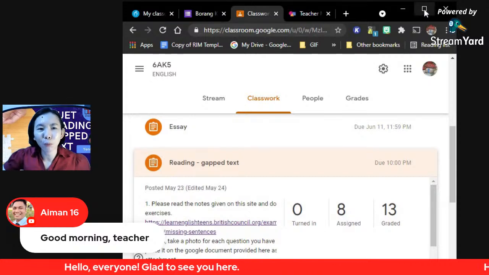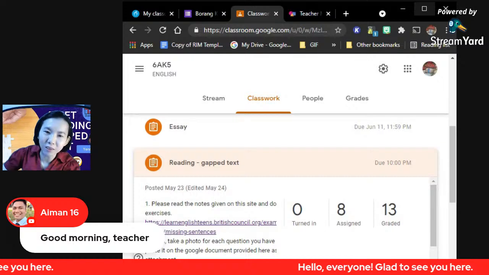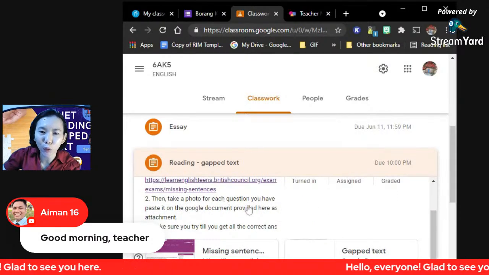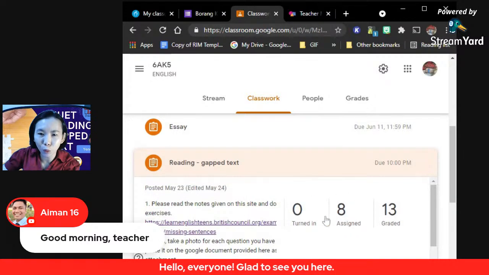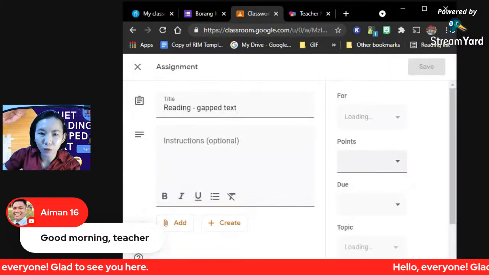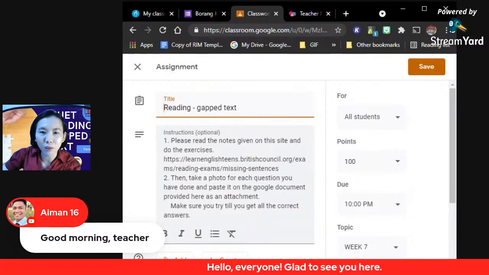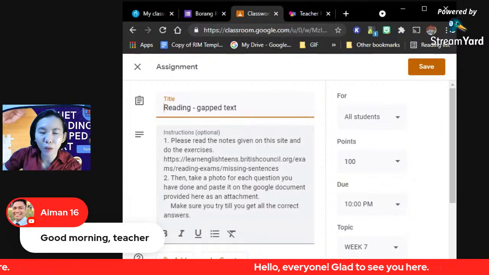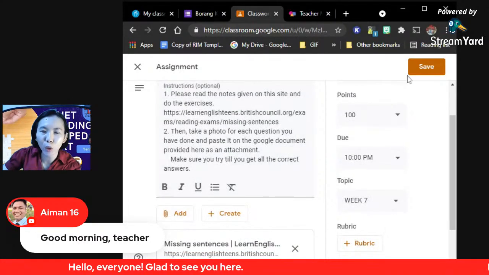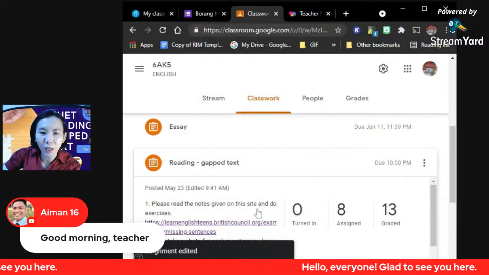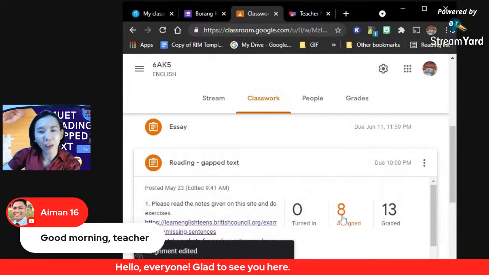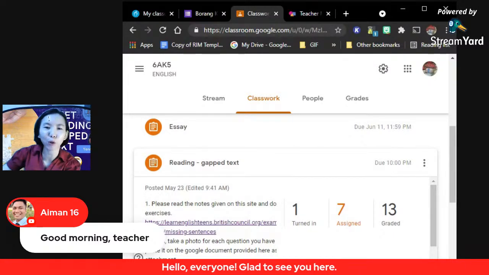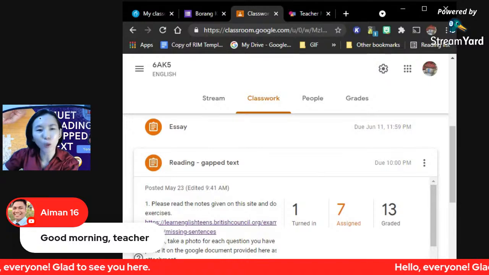Before you start doing your work, please read the instructions. I gave instructions, right? So make sure you read them beforehand. What do you need to do? Read the notes given on this side. Take a photo for each question you have done and paste it on the Google document provided. I have provided a Google document for you, so make sure you use it. Do not send in PDF form or your JPEG photos. Some of you sent in 7, 10 or 9 photos. I need you to paste all the photos on the Google Doc which I provided.